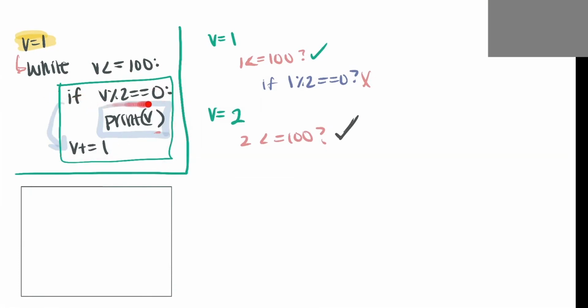And the first thing in the code block is this conditional statement. If v modulus 2 is equal 0, we know that our current v value is 2. So if 2 modulus 2 equal 0, is this a true statement? It's true. So because this is true statement, we are going to fall into the secondary code block, which is to print v. And our current v is 2. So 2 will print.